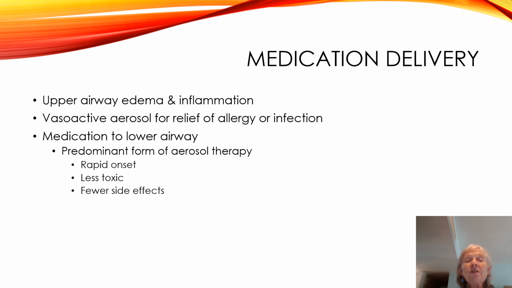We can give an aerosol for relief of allergy or infection. This relief can be both in the upper airways and in the lower airways. Epi is a good one because it also has the beta 1, beta 2 properties. So we're going to use it for its alpha and really your beta 2 properties. If you have Pseudomonas, we're going to give you something like tobramycin. Remember, that's an antibiotic.